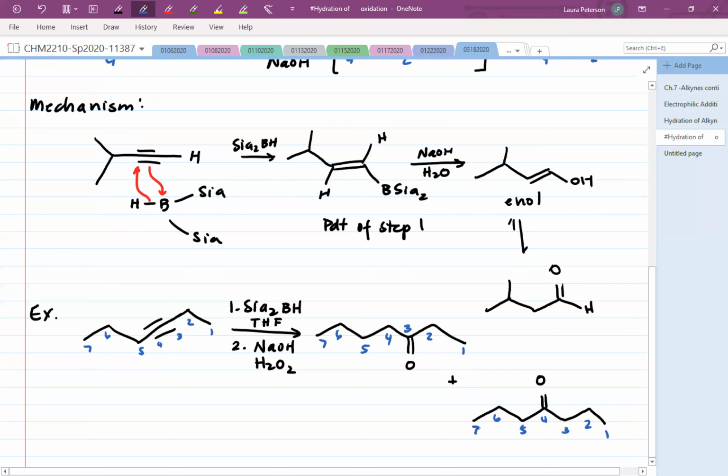All right, so lastly, just to reiterate, we have our two hydration reactions. We have acid catalyzed hydration, which gives us ketones for terminal alkynes, and then we have hydroboration oxidation, which gives us aldehydes for terminal alkynes. Internal alkynes in those two reactions give you the same set of products because there is no observable regioselectivity for internal alkynes. So what we have left to do for this chapter is to look at the reductions.